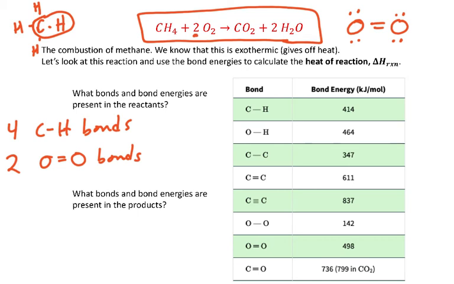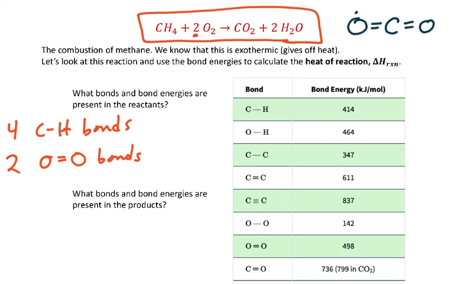What bonds and bond energies are present in the products? Well, we have CO2. Again, if we remember our Lewis structures, CO2 is like O2 with a carbon in the middle, right? And so how many CO double bonds are there in a CO2 molecule? Well, there are 2 bonds, right? Because here's a CO double bond and here's a CO double bond. So we have 2 C double bond O.